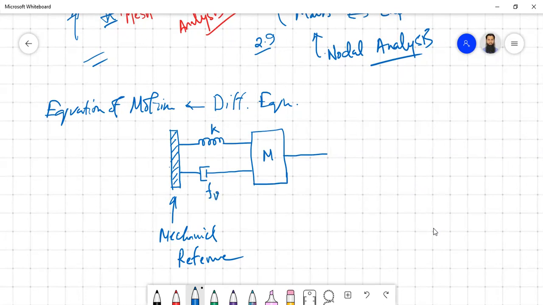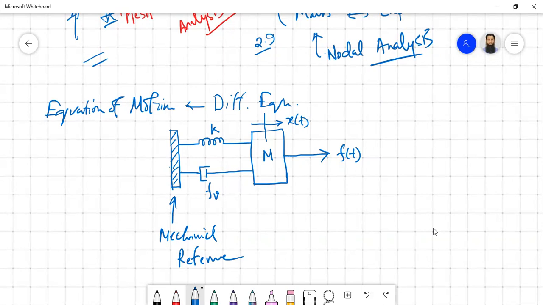Now we are assuming that on this mass we apply a force f(t), and from its original position it has a direction of motion, x(t).